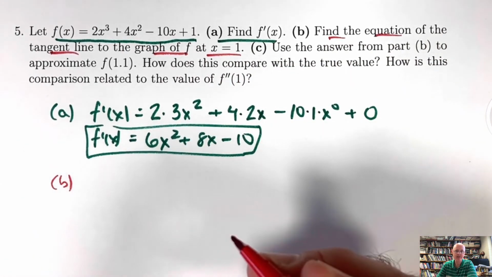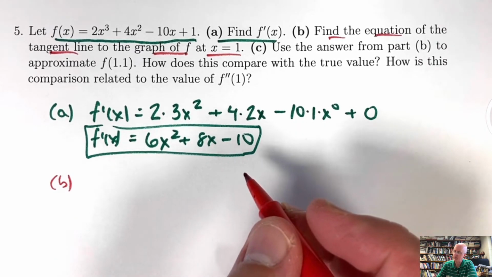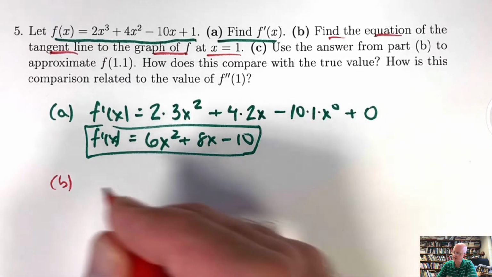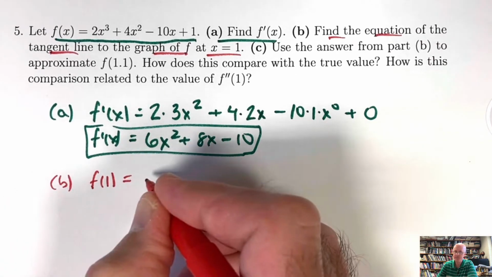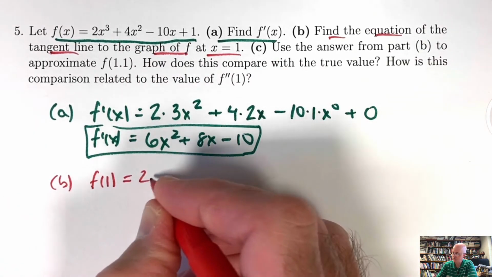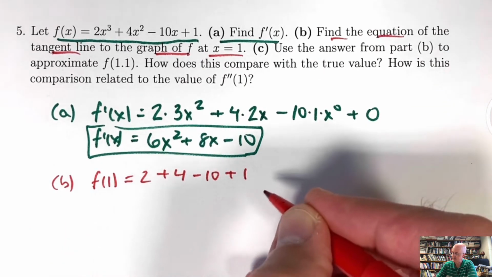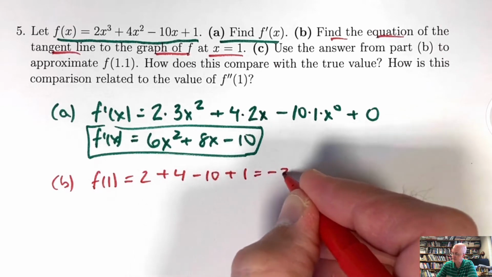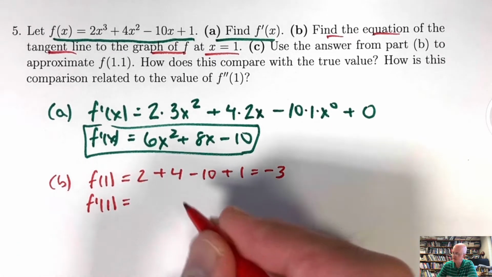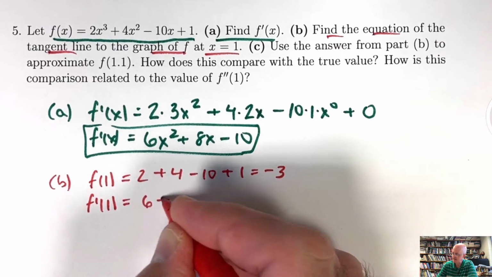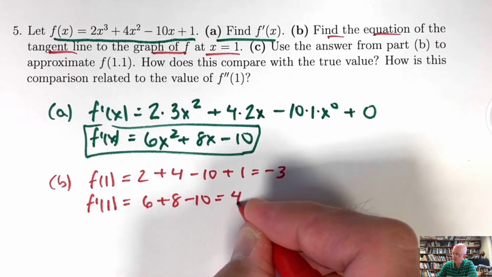The tangent line is going to have a slope equal to the derivative value at x equals 1, and it will go through the same point as the original function. So we need the value of the original function at x equals 1. Plug in 1 there, you get 2 plus 4 minus 10 plus 1, which is ultimately 7 minus 10, which is negative 3. Plug 1 into the derivative to find the slope of the tangent line. Plug in 1 here, you get 6 plus 8 minus 10, which is 14 minus 10, which is 4.